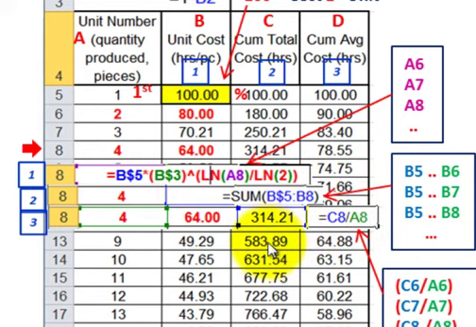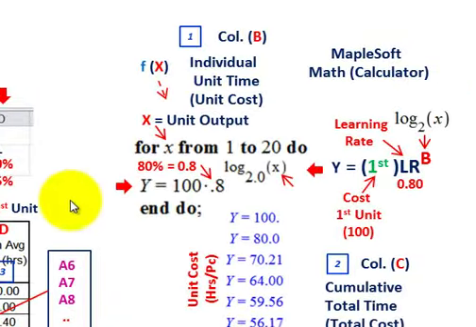Okay, so that's our basic calculator. One other thing we want to look at here. Just say, for example, we did the Excel function here. Just to understand that column B, that function, that f of x, that was the individual unit time, or unit cost. Now, if we just use MapleSoft or some math calculator, just to understand what that is here.